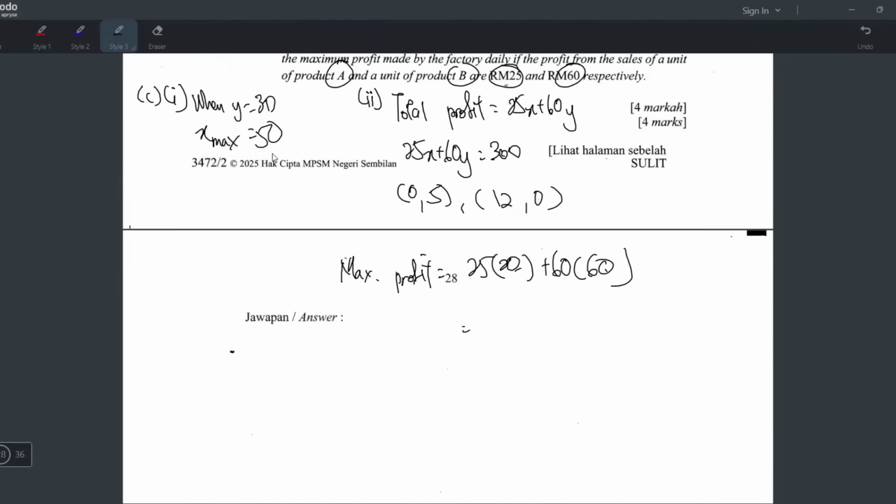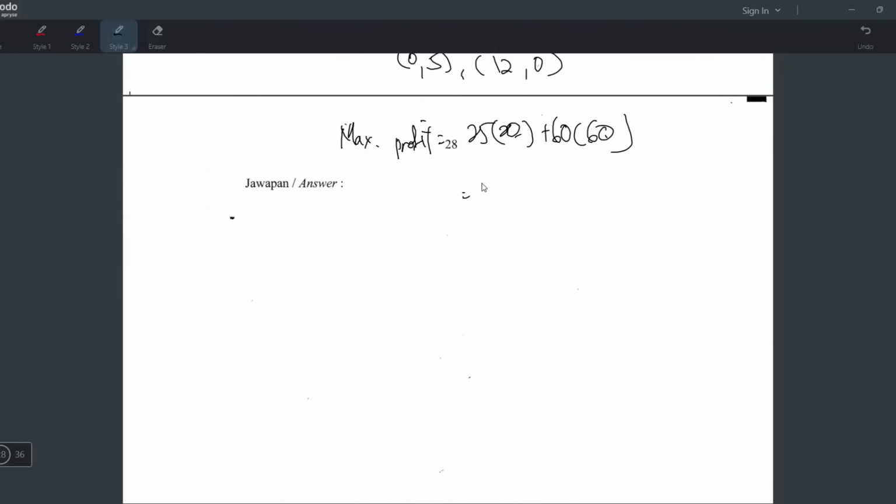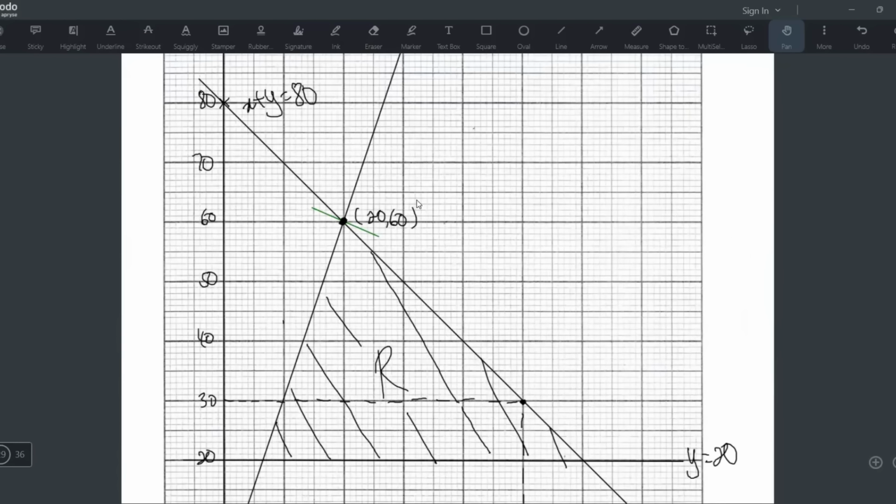sini dengan sini. Alright, now just tekan this, you'll get the maximum profit. Have to write RM for this because it's profit. So 4100 is the answer. Okay, I am done with this question. Okay, let's continue.